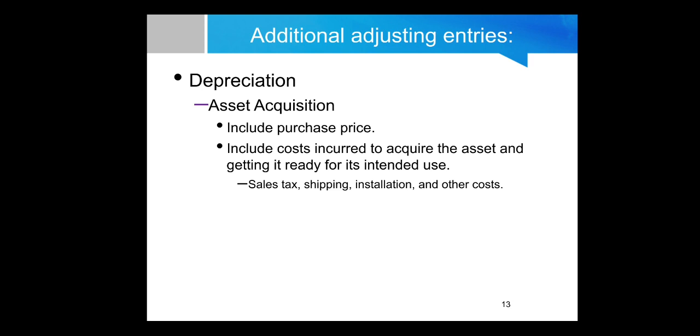I have explained 4 main types of adjusting entries. There are additional adjusting entries for you to know. One of them is depreciation. Depreciation is related to non-current assets owned by a business.